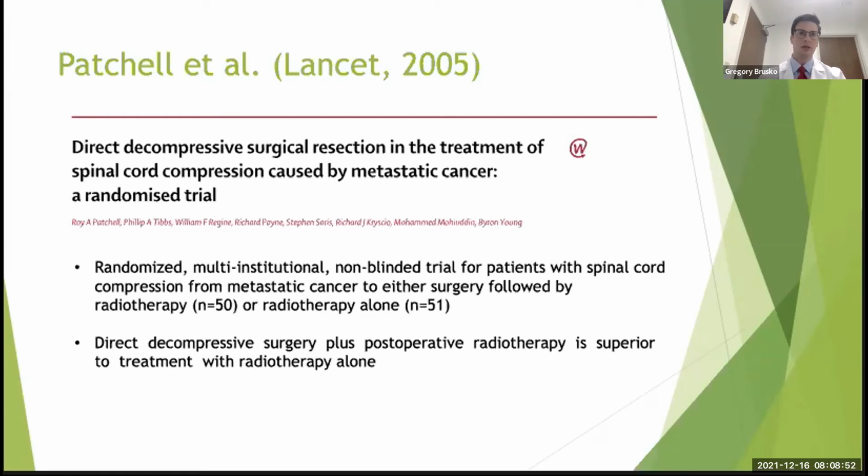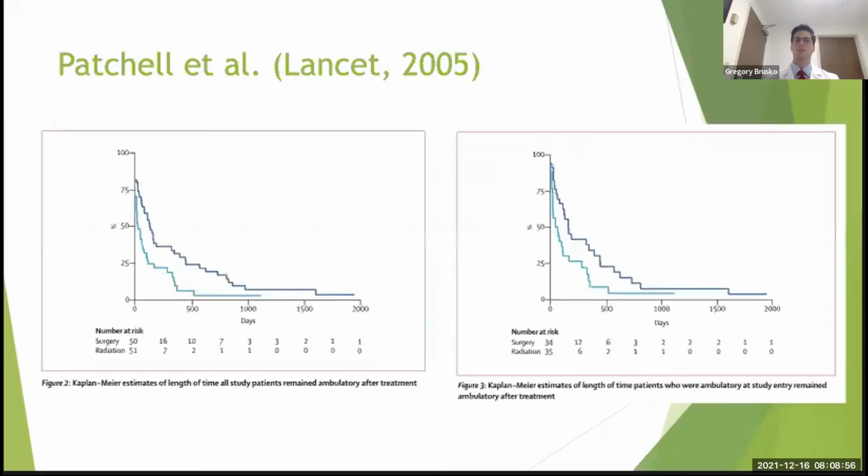And so this really became a landmark paper and something that we still base a lot of treatment decisions on today. And so delving into a little bit of the data, significantly more patients in the surgery group, 84% to be exact, compared to the radiotherapy group, just 57%, were able to walk after treatment. And those patients, as seen in the Kaplan-Meier curve on the left, were able to retain the ability to walk for a significantly longer period of time after treatment.